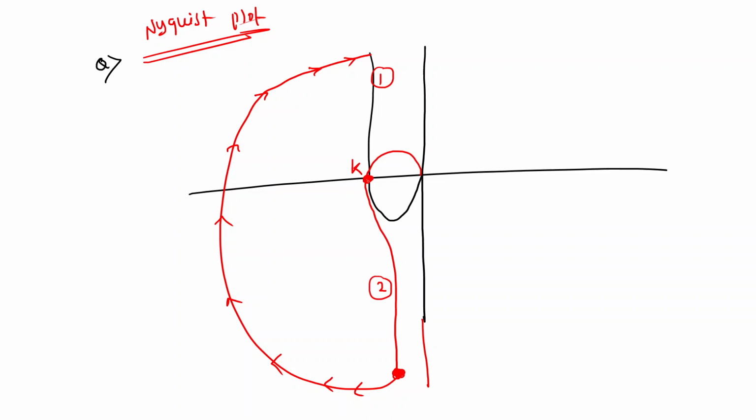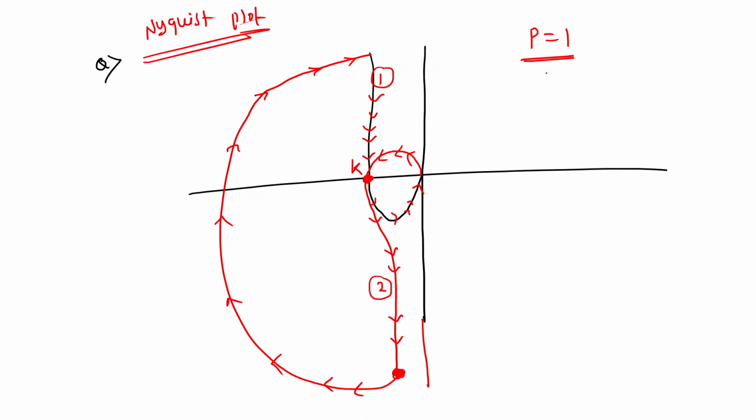Now, in the question it is given that p equal to 1. This is the original polar plot. It is coming here like this, and this is the mirror image. So I have to follow this path. Now this is the total complete plot. This is the value of k, and in the question it is given p equal to 1. We are asked to find the k value for system stability.